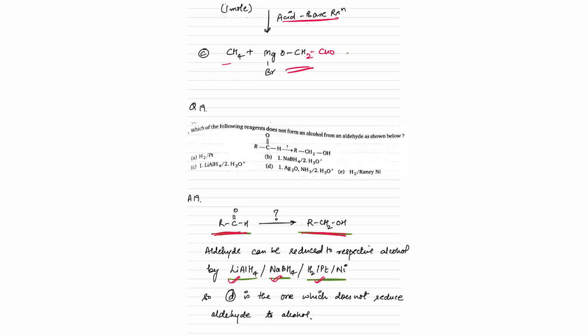The only thing which cannot convert your aldehyde to alcohol, it seems, out of these all 4. See, A is hydrogen with platinum, E is hydrogen and nickel. Both are capable of converting aldehyde to the respective alcohol. So the only thing about which we have not spoken yet is Ag2O with NH3. So this is the one which cannot reduce your aldehyde to the respective alcohol. So your option is D.